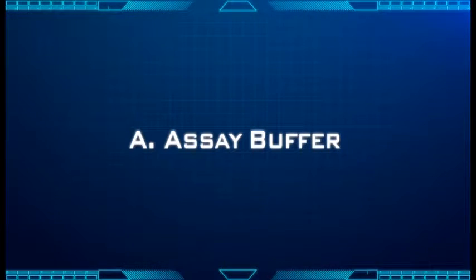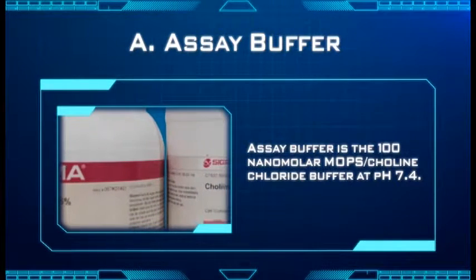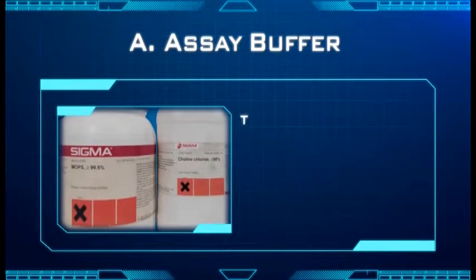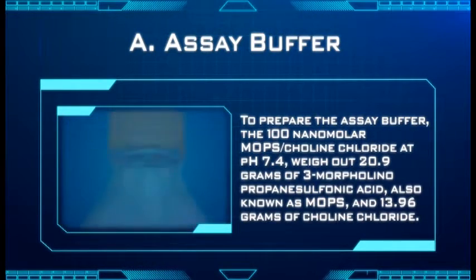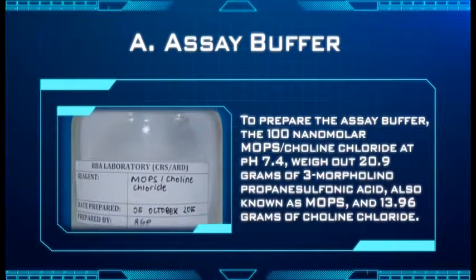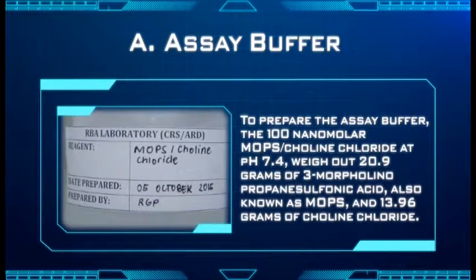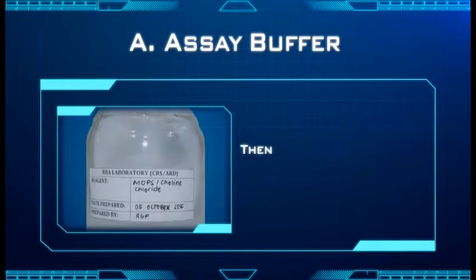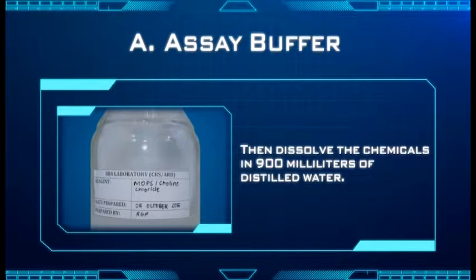A. Assay buffer. Assay buffer is the 100 millimolar MOPS choline chloride buffer at pH 7.4. To prepare the assay buffer, weigh out 20.9 grams of 3-morpholinopropane sulfonic acid, also known as MOPS, and 13.96 grams of choline chloride. Then dissolve the chemicals in 900 milliliters of distilled water.